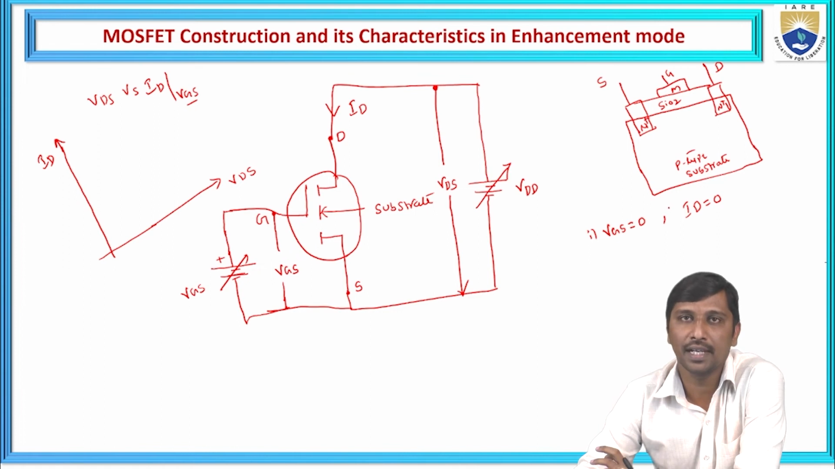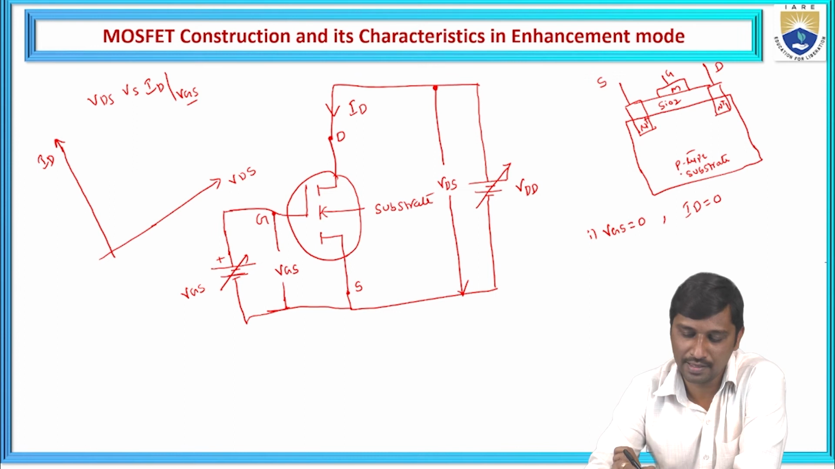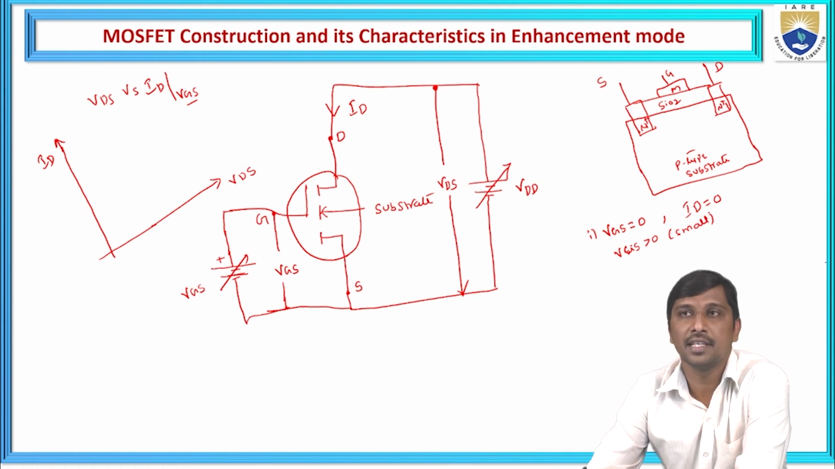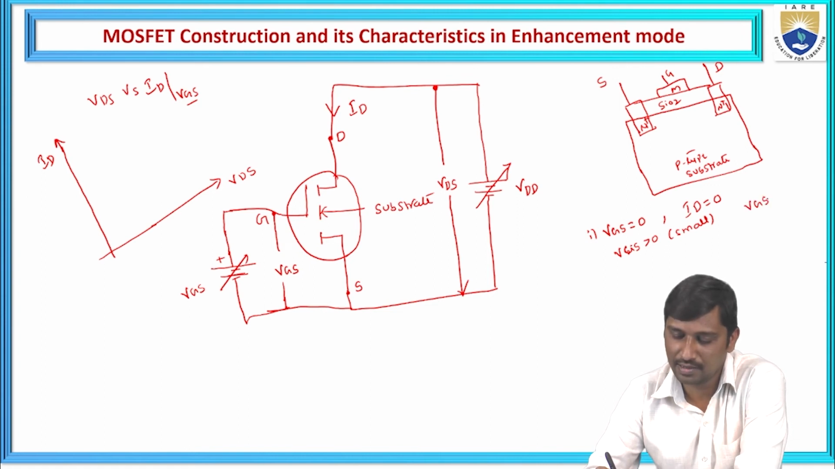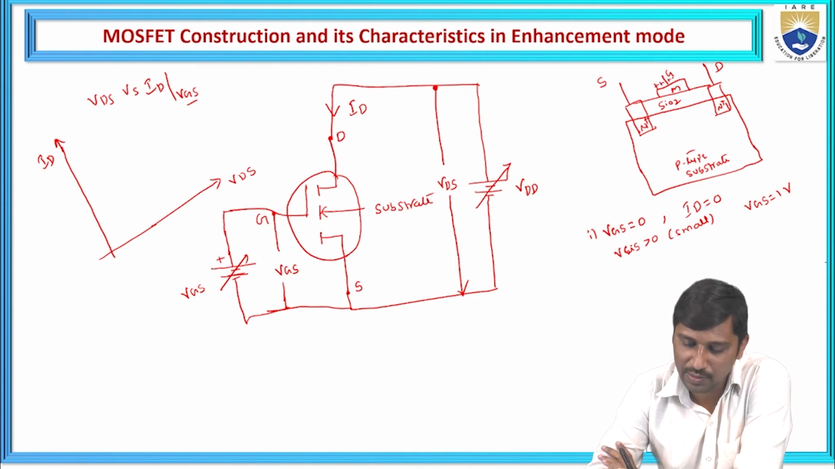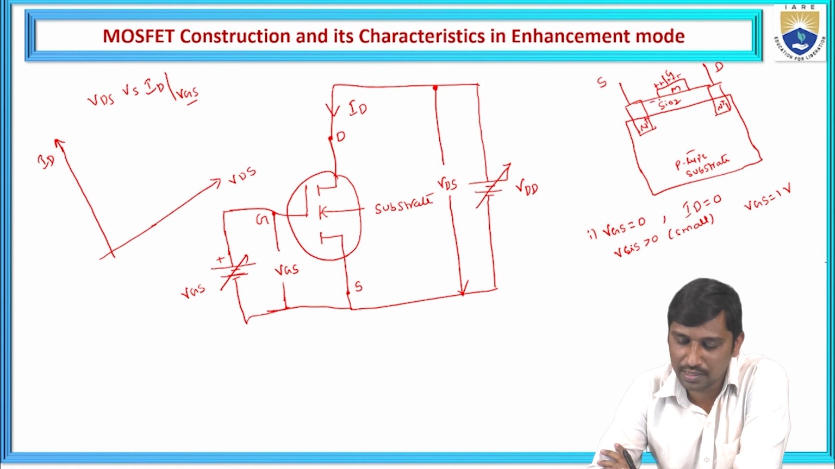To establish the channel, we need to apply some biasing voltage between gate and source. There should always be a positive biasing source. Let us assume VGS is greater than 0, but a very small forward voltage. Let us say I apply VGS of 1 volt. Applying a very small positive voltage also generates a small amount of electrons at the end of the opposite plates.